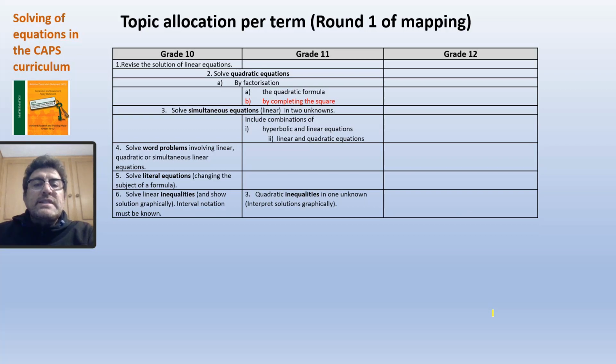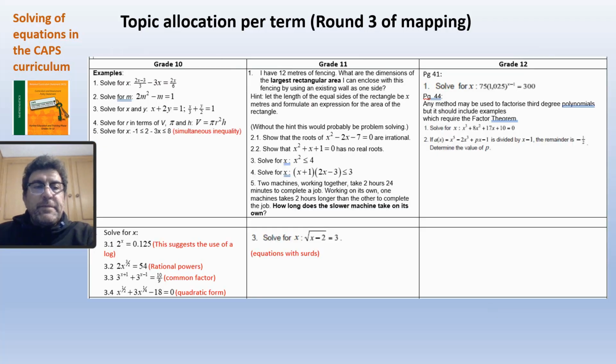Now let's see how I've changed things over here. Having included the stuff I've seen in the curriculum documents, remember what I said. This is a simultaneous linear inequality. This suggests the use of logarithms in grade 10. This suggests rational powers. This is a common factor problem. That's a quadratic form. This here is an equation with surds. Okay, the largest rectangular area, optimal solutions.